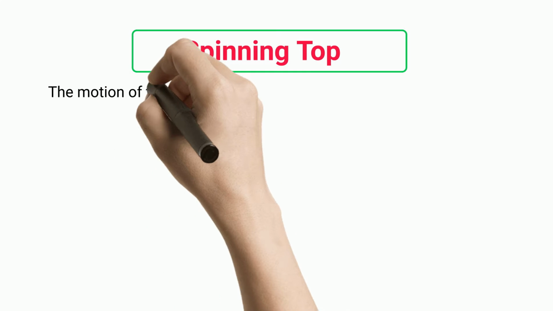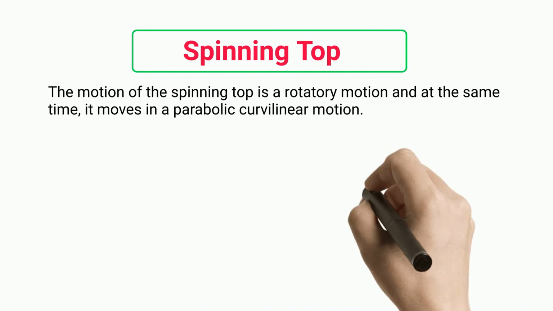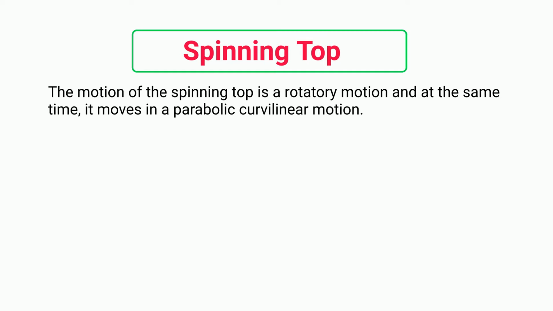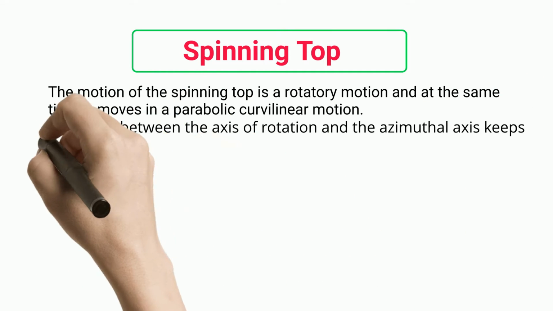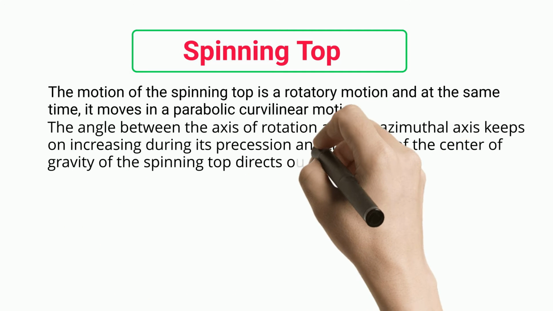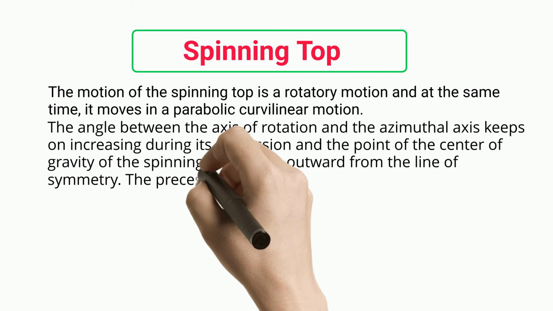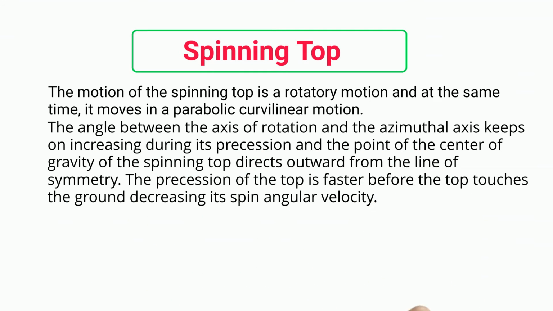Spinning top. The motion of the spinning top is a rotatory motion, and at the same time, it moves in a parabolic curvilinear motion. The angle between the axis of rotation and the azimuthal axis keeps on increasing during its precession, and the point of the center of gravity of the spinning top directs outward from the line of symmetry. The precession of the top is faster before the top touches the ground, decreasing its spin angular velocity.